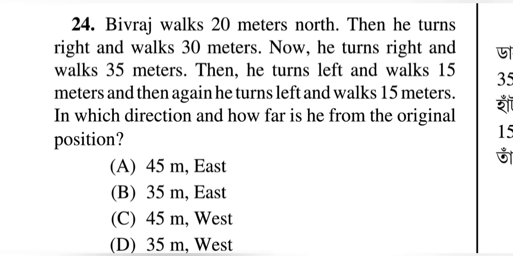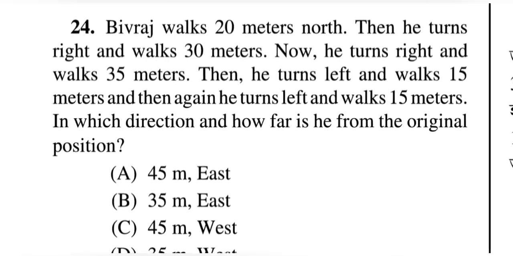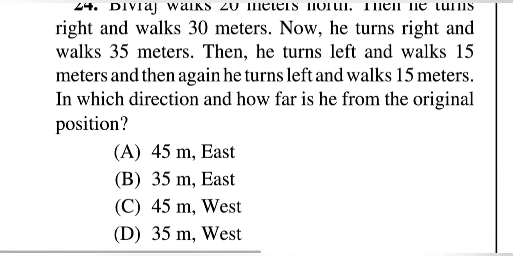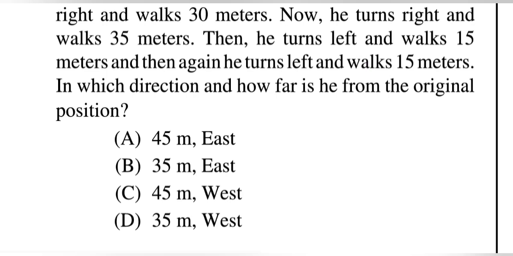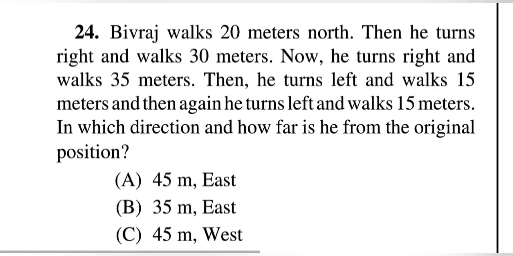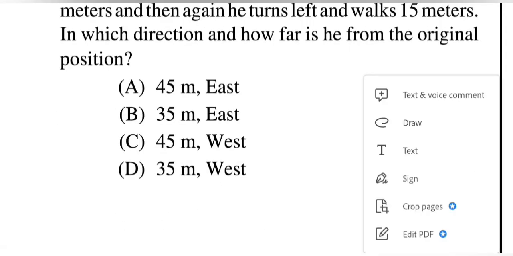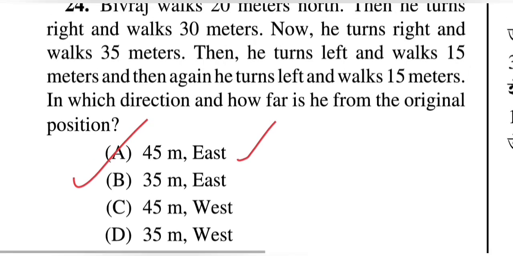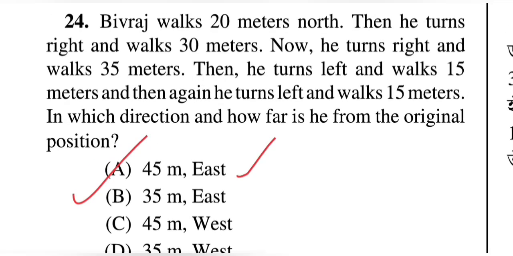24, it is also related to maths. Bivras walks 20 meter north, then he turns right and walks 30 meter. Now he turns right and walks 35 meter. Then he turns left and walks 15 meter. And then again he turns left and walks 15 meter. In which direction and how far is he from the original position? Correct answer will be 45 meter east. Okay, 45 meter east. Find out how by yourself.